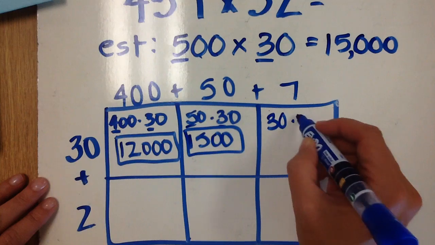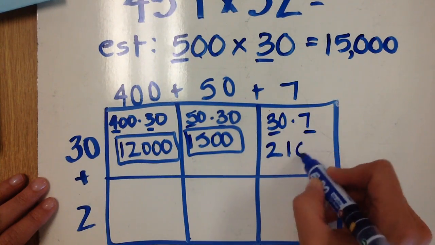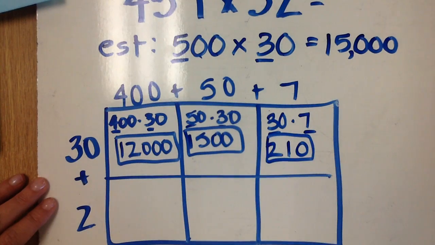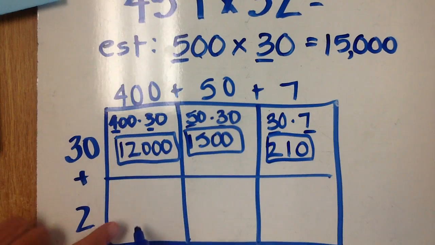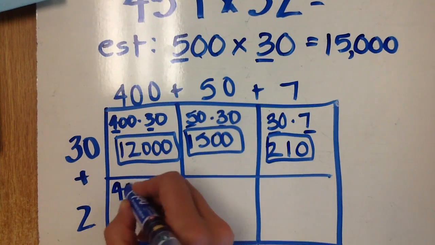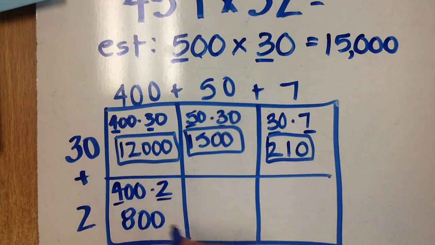And then I have 30 times 7. 3 times 7 is 21. 1 power of 10, 210. And then down for my bottom row, I'm going to multiply 400 times 2. 4 times 2 is 8, and I have 2 zeros.